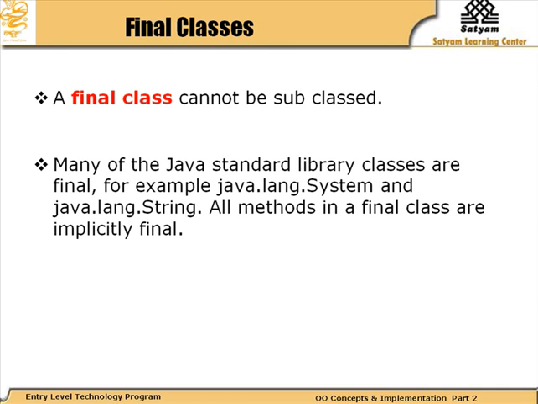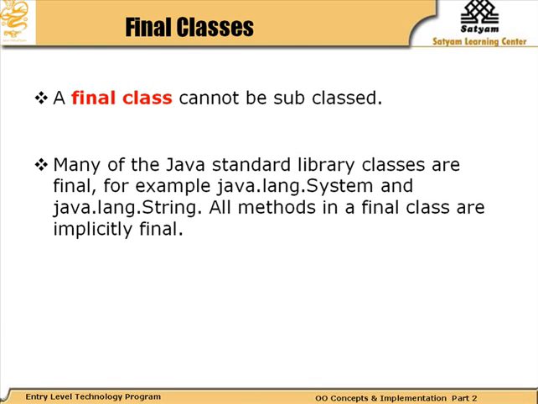Many of the Java Standard Library classes are final. For example, java.lang.System and java.lang.String. All methods in a final class are implicitly final, which implies that neither can these classes be subclassed nor can their methods be overridden.